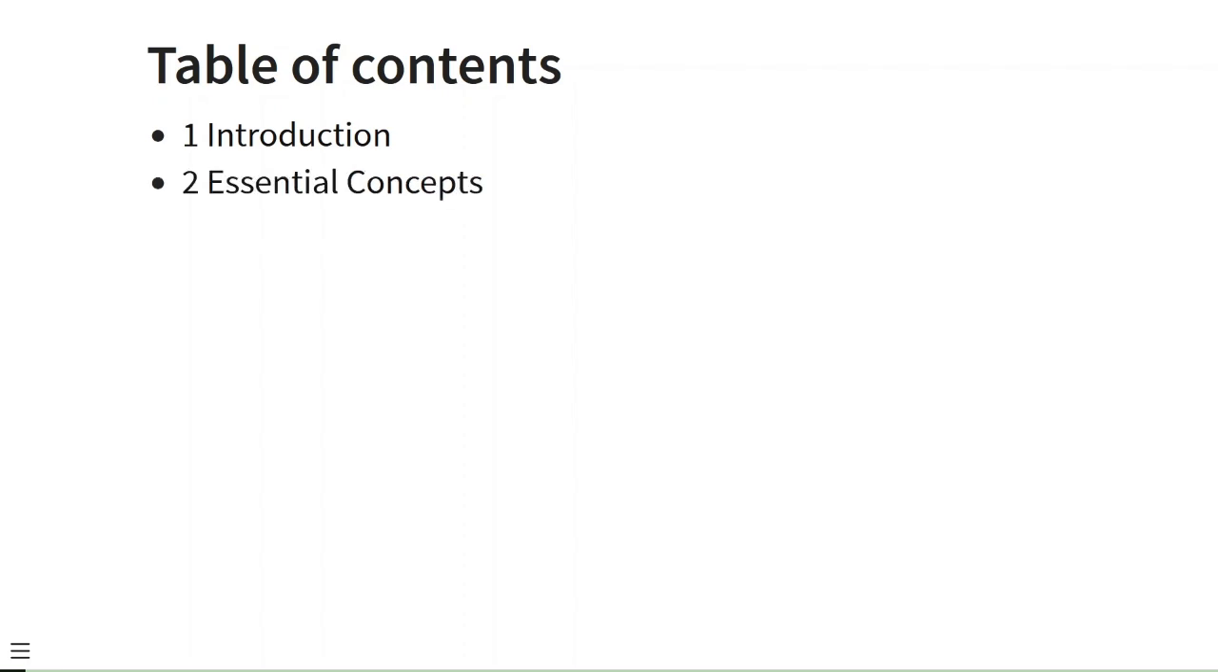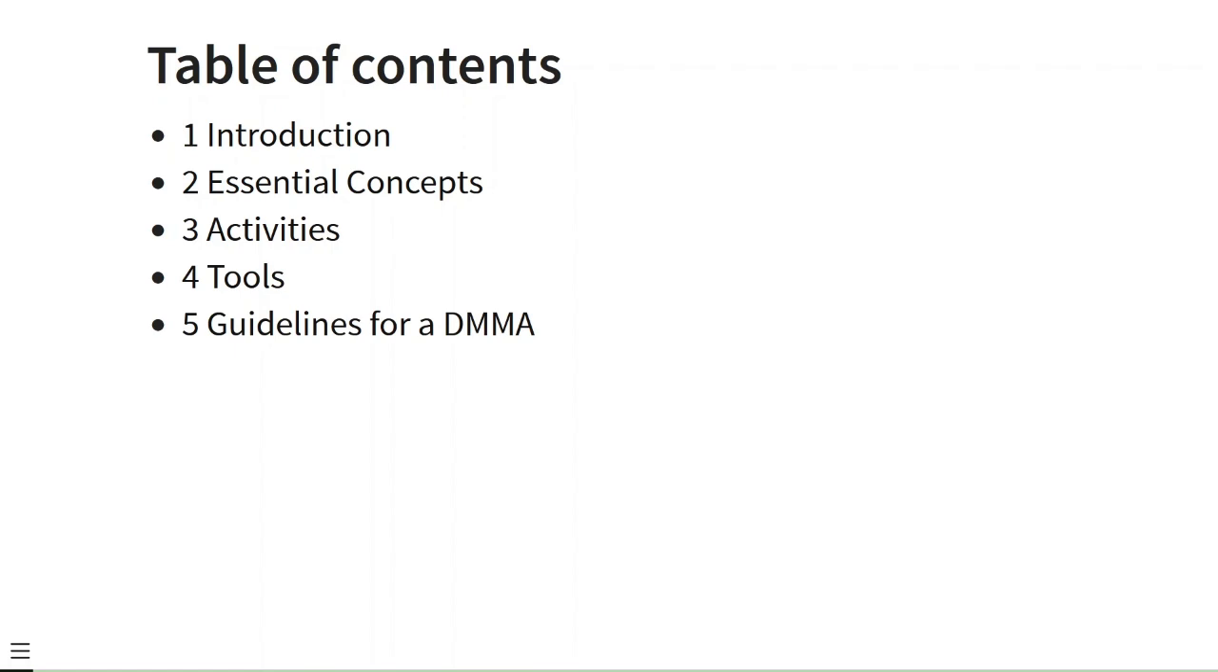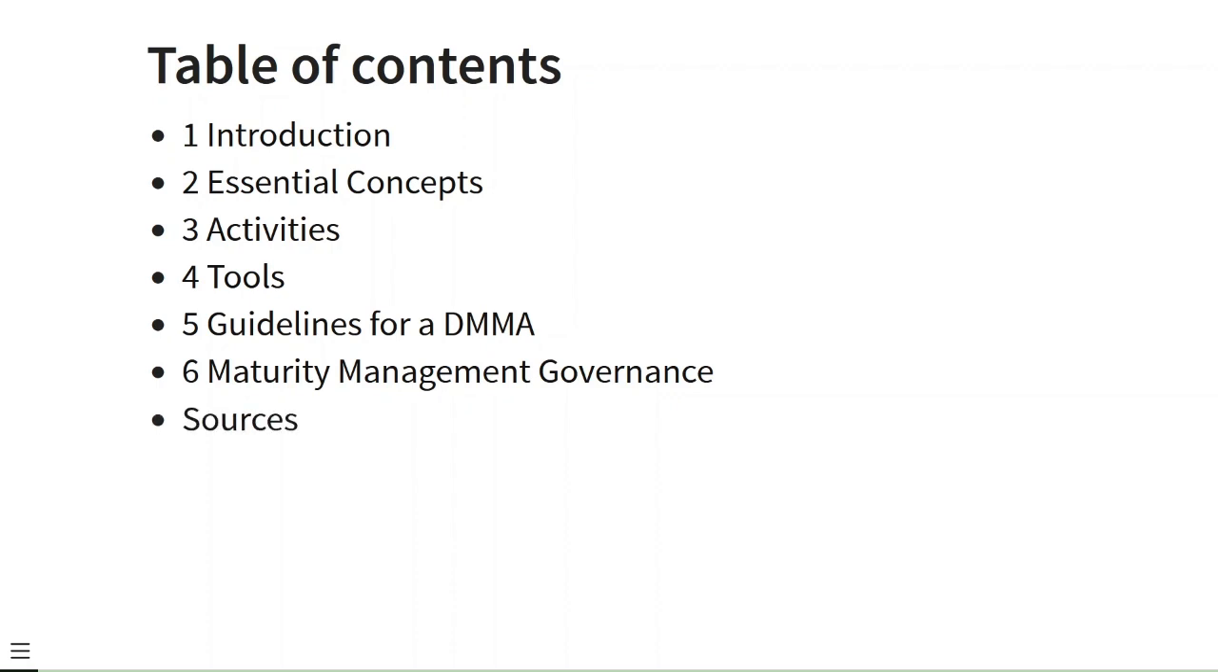We will be looking at some essential concepts of a DMMA, the activities, tools, guidelines, and finally some maturity management governance about this topic. And finally, we will be looking at the sources, which is the Data Management Association Data Management Book of Knowledge, Chapter 15, about the maturity assessment.